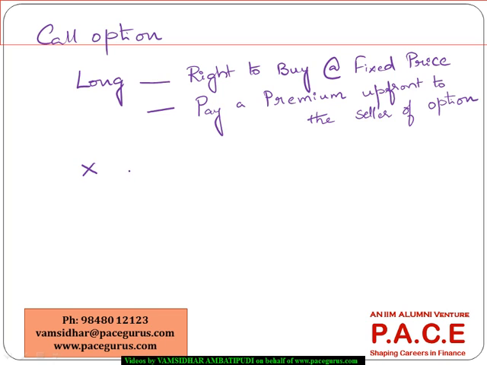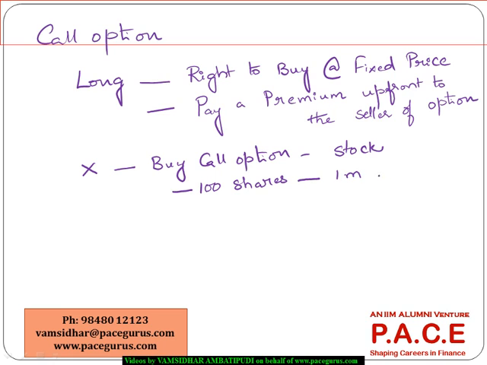Let's say Mr. X has bought, or has taken a long position in, a call option on a stock, saying that he'll be buying 100 shares of that particular stock after 1 month at, let's say, $100 per share. Now, if he wants, he can pay $100 and purchase it after 1 month, and if he is not interested, he can leave it off.